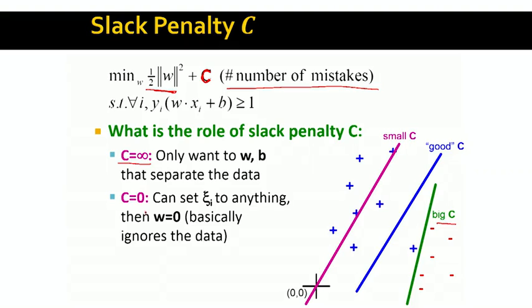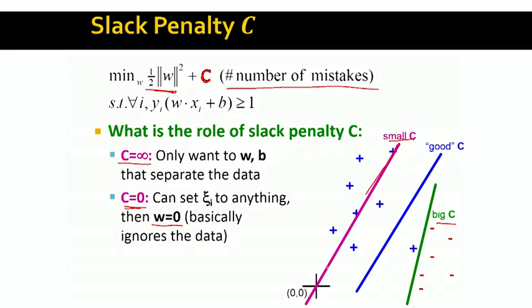For example, if we would set C equals 0, which would basically mean that we don't really care about misclassifications, but we just want to make our W to be as short, as small as possible, then basically this would ignore the data, and the whole decision boundary would just be something that goes through the coordinate origin. So it could be this violet line that I show here.